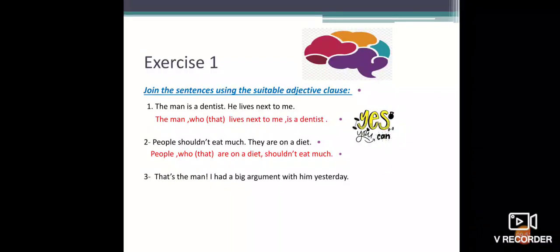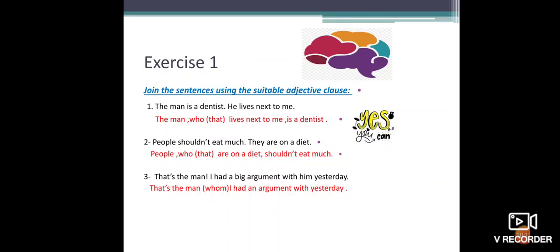Another example, that's the man. I had a big argument with him yesterday. Take care. The man here in the first sentence is repeated by the pronoun him, but him here functions as the object of the second sentence. So you will use whom. The correct answer is that the man whom I had an argument with yesterday. You can also omit whom. So I can say that the man I had an argument with yesterday.